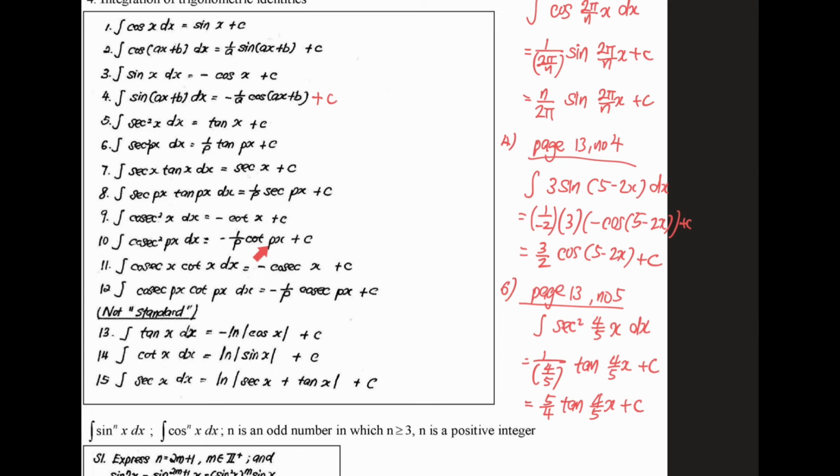plus c. Okay, now number 11, integrate cosecant x cotangent x dx equals negative cosecant x plus c. Number 12, integrate cosecant px cotangent px equals negative 1/p. So the p comes from the differentiation of the angle px. You differentiate px, you get p, so you divide by p. And then integration of cosecant cotangent, we end up with negative cosecant. Take back the same angle px plus c.